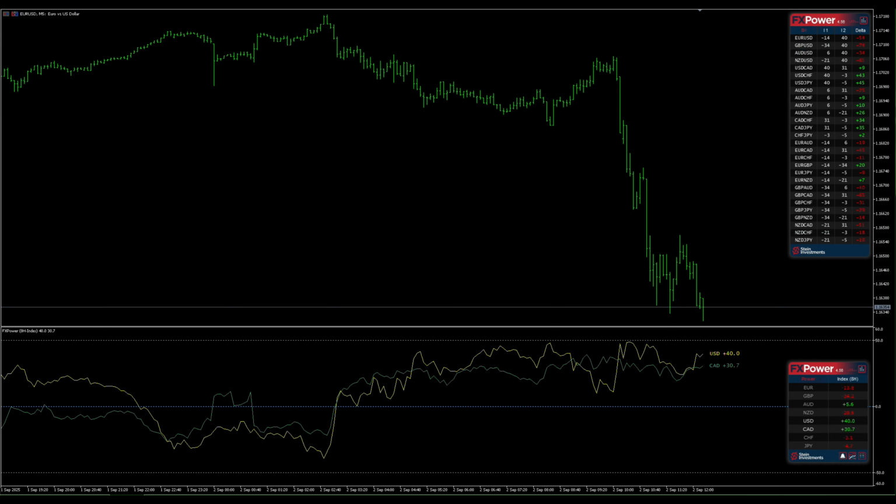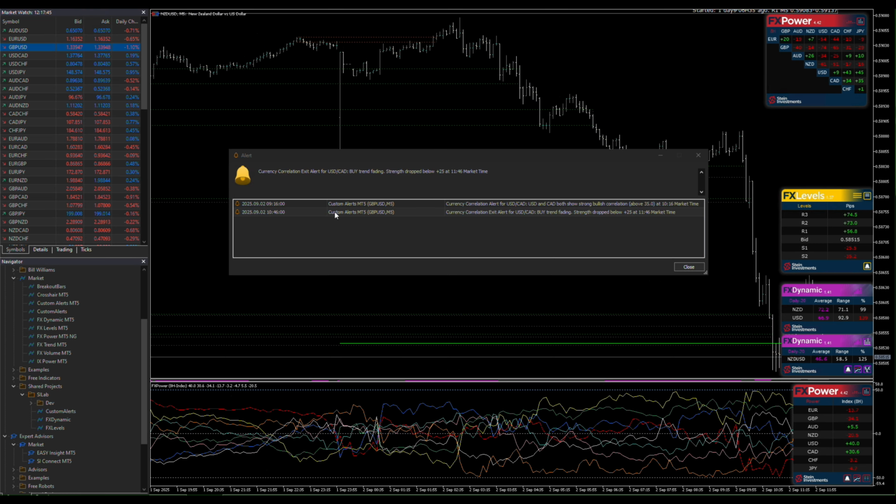So how do we become aware of these correlated trends? That's what we use our custom alerts tool for, which requests the information from FX Power and then sends us alerts like this. Currency correlation alert for US dollar, Canadian. US dollar and Canadian both show a strong bullish correlation at 10:16 market time. This is the time at your price bars, and then you know exactly what to look for.